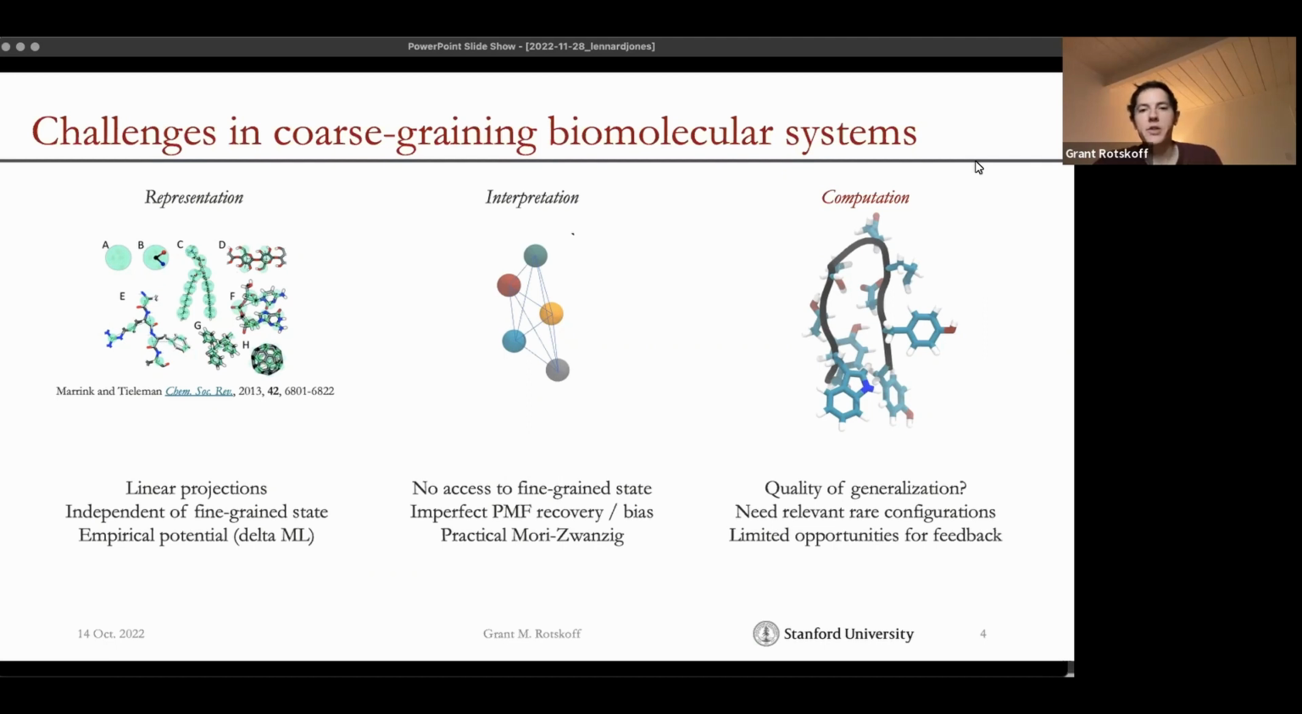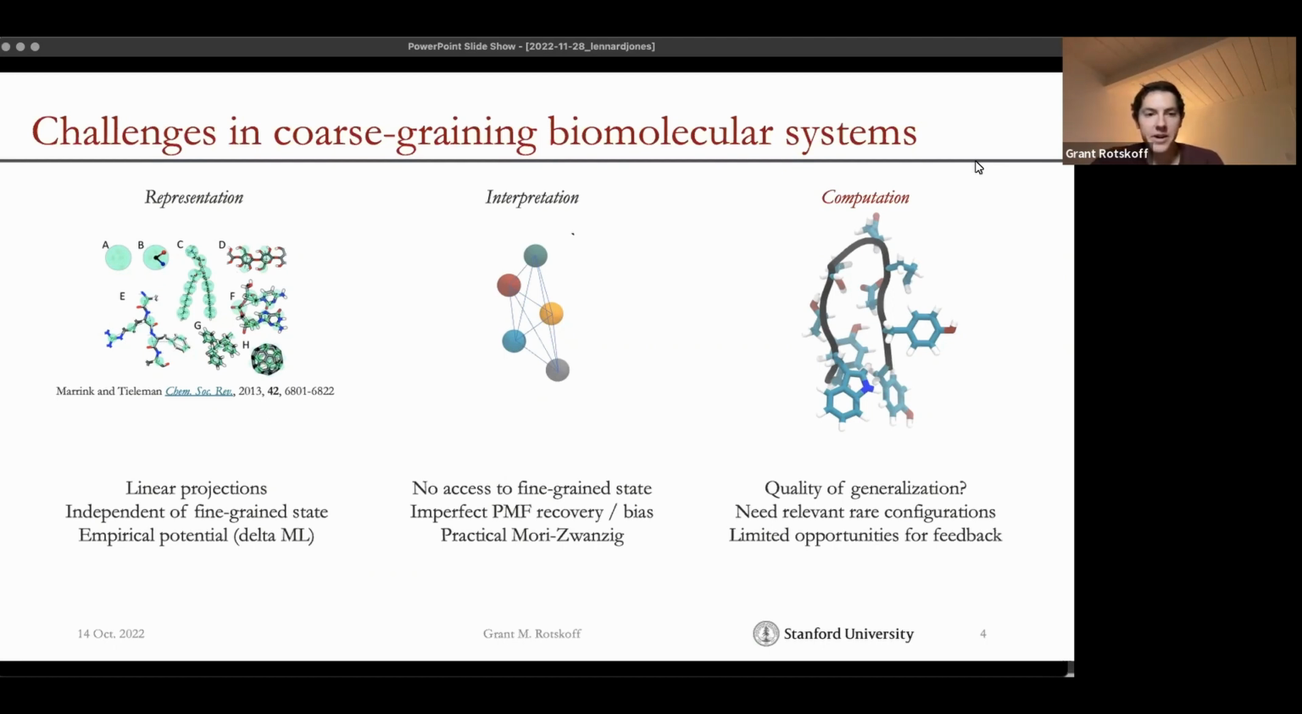And within this traditional paradigm of project, then learn a potential, and then run dynamics, that also means that there are limited opportunities for feedback. You cannot take a coarse-grained configuration or an ensemble of coarse-grained configurations and use them as further data for training a model, right? So there's no ability to close the loop of augmenting your data set with data collected from the coarse-grained model.